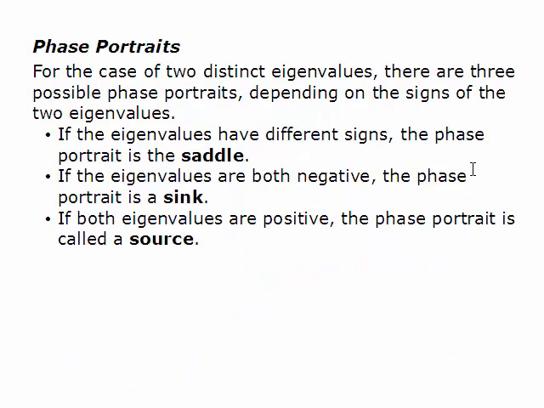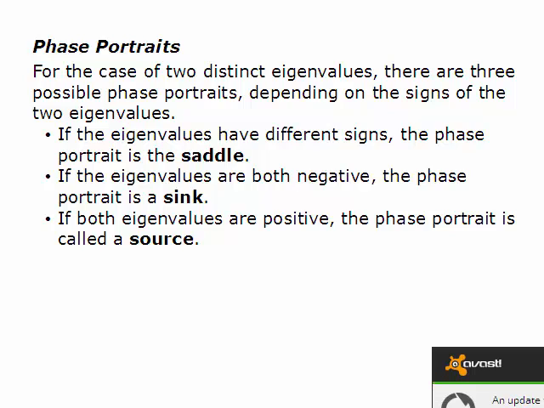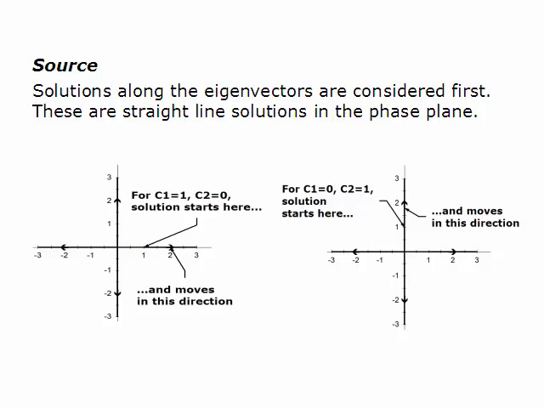Now we can start looking at the phase portraits. For this case, we can have one of three types of phase portraits: saddle, sink, and source. If the eigenvalues have different signs, then we'll have a saddle. If they're both negative, then we have a sink. If they're both positive, we have a source. So the source, both eigenvalues are greater than 0.